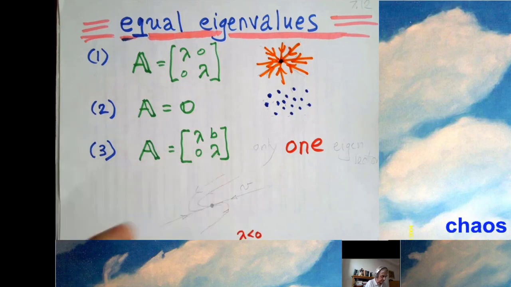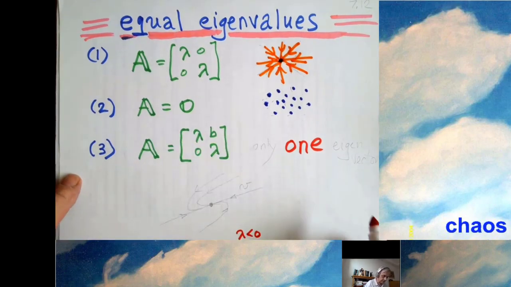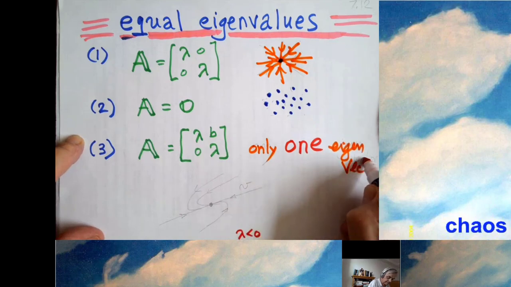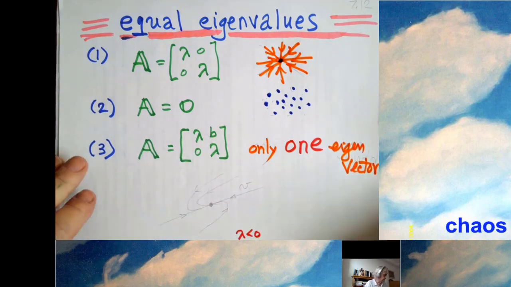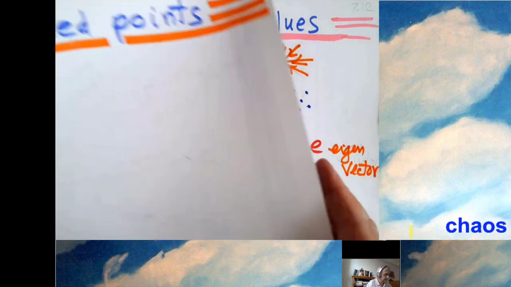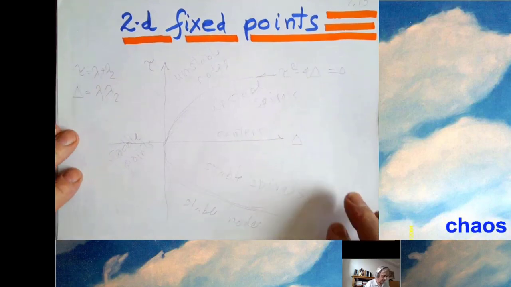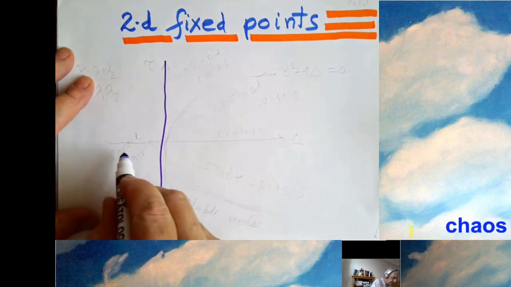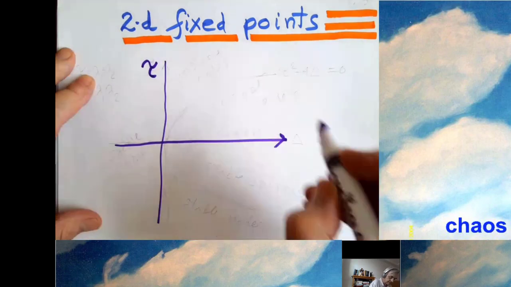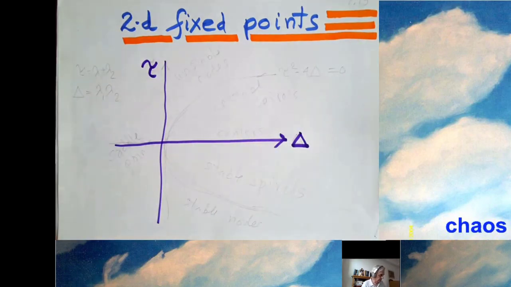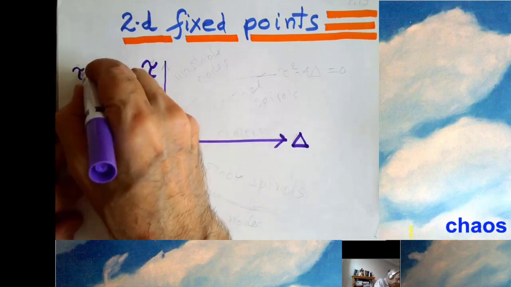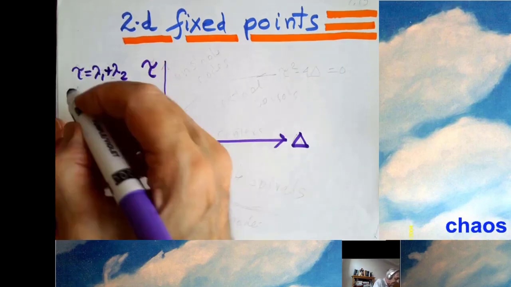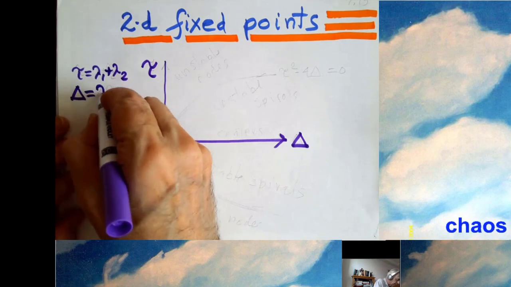But then there is a special case where you bring it to the form which is off diagonal, and then you'll find only one eigenvector. That's described nicely by Strogatz. And to summarize, in two dimensions, fixed points depend only on two numbers. One is the trace, and the other one is the determinant of your linear matrix. Trace is the sum of the eigenvalues. If you diagonalize a matrix, you'll have eigenvalues on it. And determinant is the product of the eigenvalues.